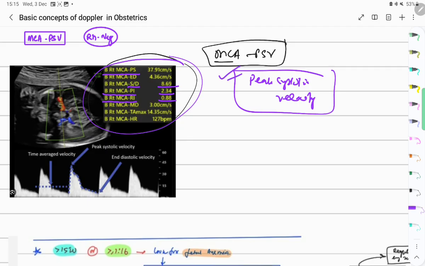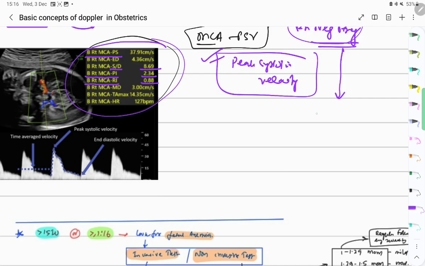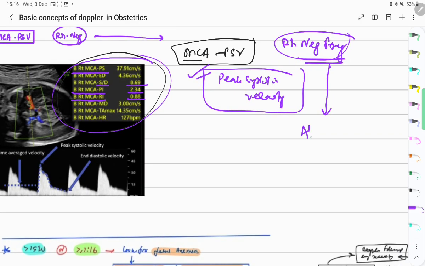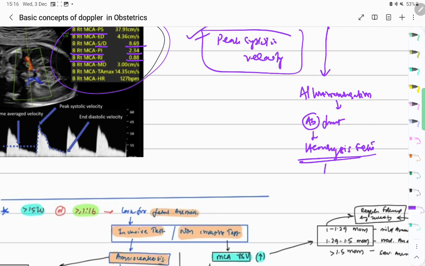What is the concept? This is done mainly in RH negative pregnancy. In RH negative pregnancy, what happens is, if there is alloimmunization, there will be antibody formation, and that antibody will cause hemolysis. That maternal antibody will cause hemolysis in the fetus. Once there is fetal hemolysis, there will be fetal anemia.